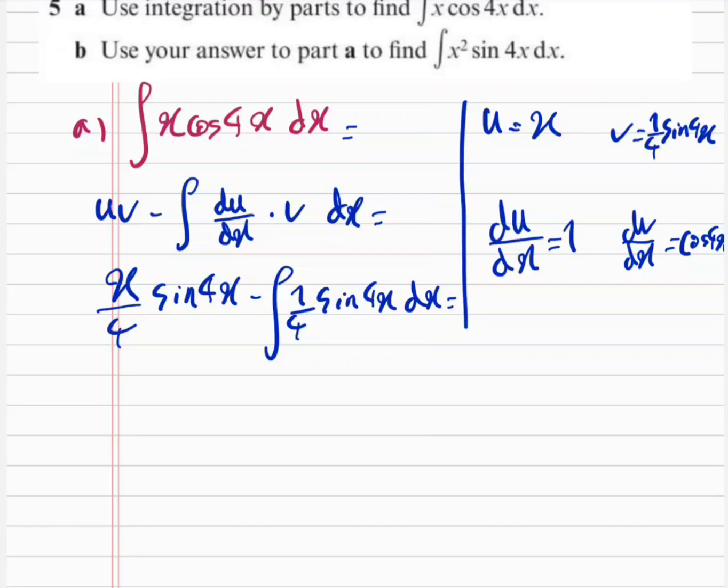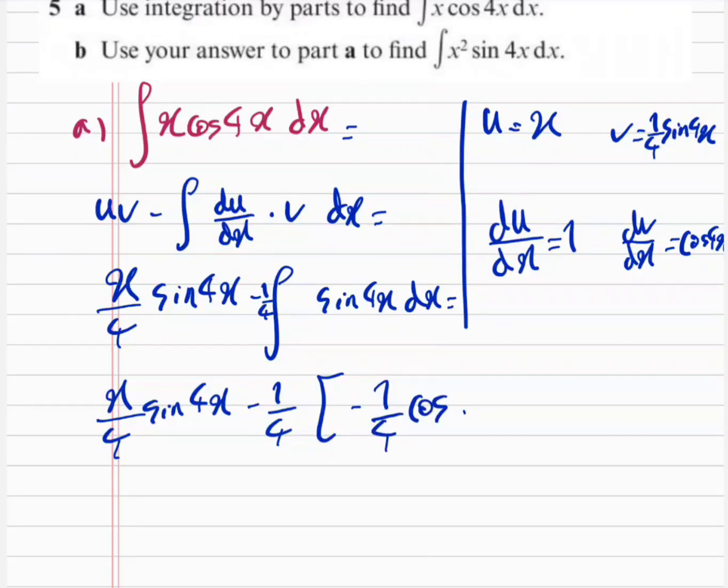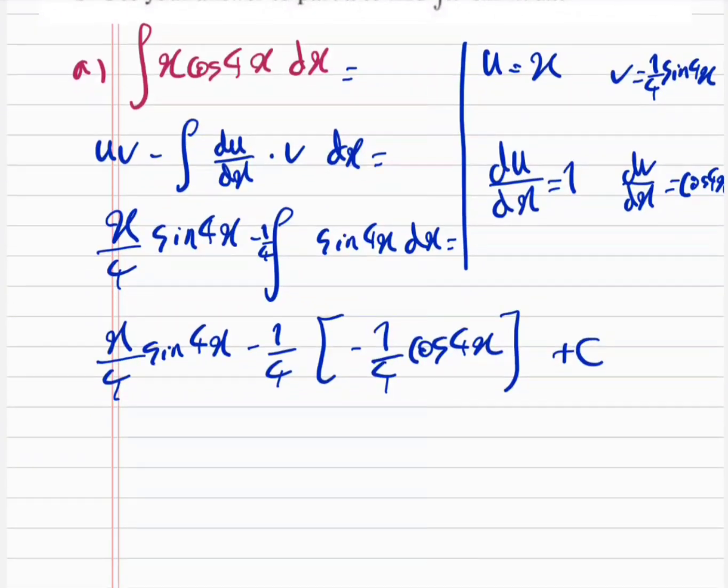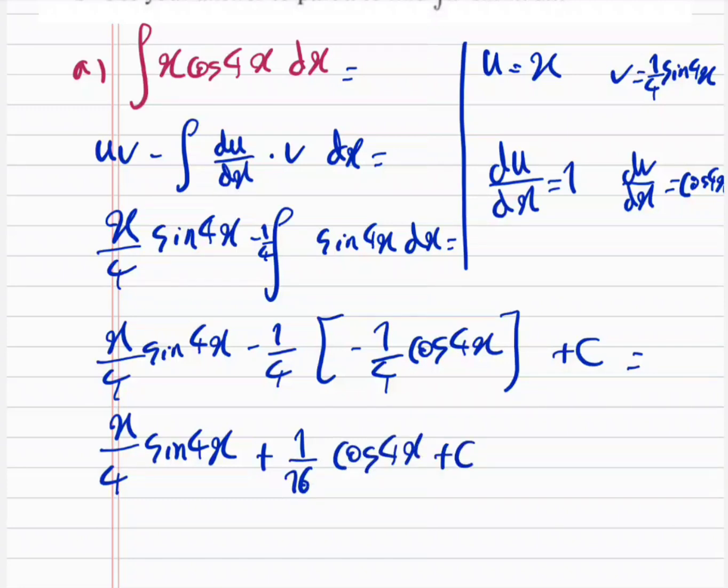We can write 1 over 4 outside of the integral, so then we only have sine 4x inside. And this is equal to x over 4 sine 4x minus 1 over 4. Now sine 4x integrates to minus 1 over 4 cos 4x plus c. And at the end, this is equal to x over 4 sine 4x plus 1 over 16 cos 4x plus c.